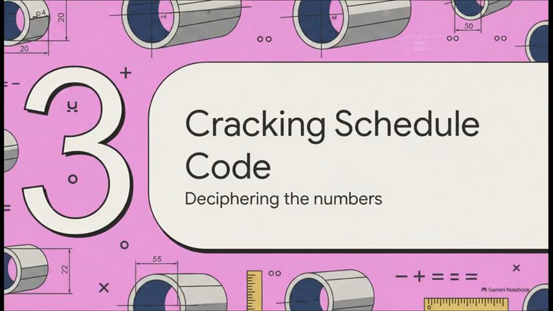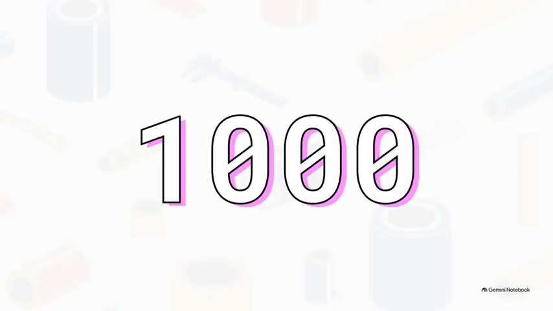Okay, so let's get into cracking that schedule code and actually deciphering the numbers behind the steel. Have you ever actually stopped to wonder why it's called Schedule 40 or Schedule 80? It's definitely not some random categorization they just pulled out of thin air. Schedules are actually derived from a very specific engineering formula: 1,000 multiplied by P divided by S.